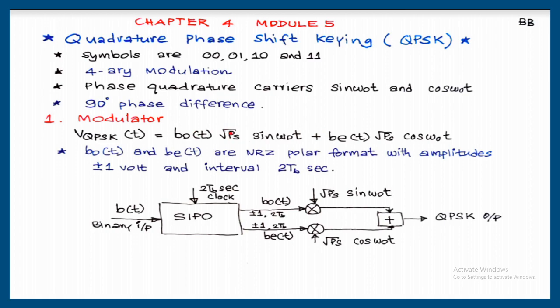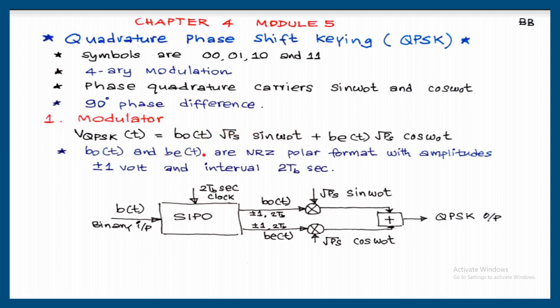Normally we always write root 2 PS, but here root PS is written, and the reason is there is an addition. Once it is root PS, the signal power will be amplitude square by 2, that is PS by 2, and the remaining PS by 2 will come from here. So after addition, the signal power of QPSK is always PS. That is why instead of root 2 PS, root PS is written.